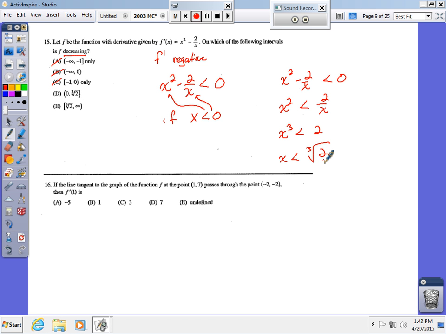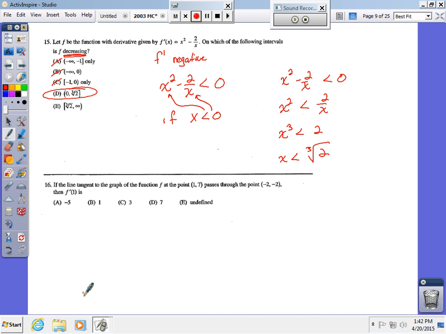So it's got to be greater than 0, but it cannot be 0 because it'd be undefined there. And it's got to be less than the cube root of 2, and by definition it's decreasing up to that point, but again, there's no other choice that includes that value as the upper bound.